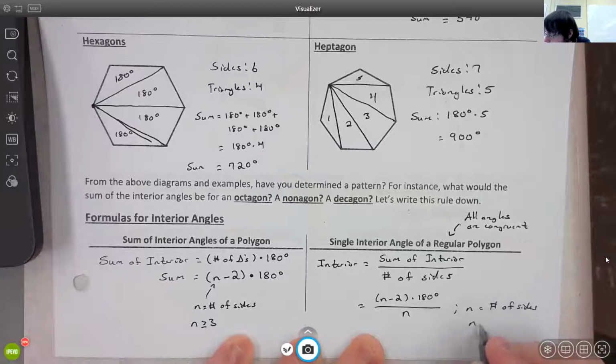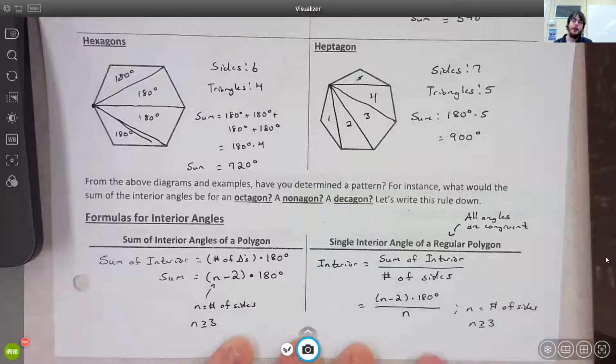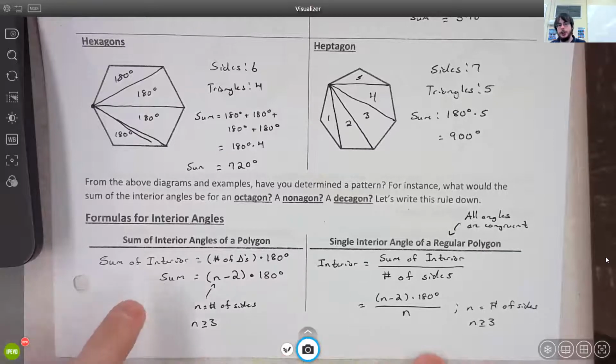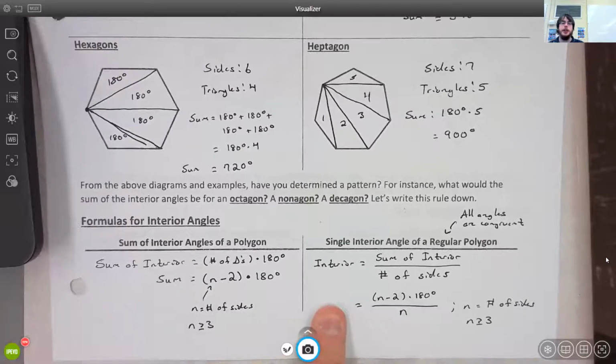And of course, n still has to be greater than or equal to 3. And that works for any polygon that's regular. Okay? So this is to find your sum. This is to find one of the interior angles.